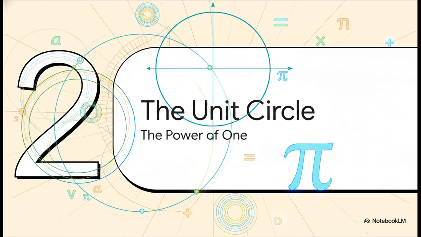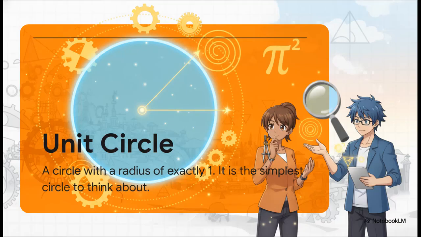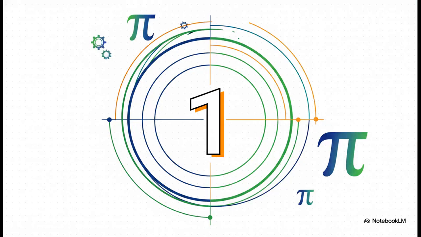Well, to build that bridge, mathematicians have this awesome tool that makes everything super simple. It's called the unit circle. Now, don't let the name scare you. A unit circle is simply a circle where the radius, that distance from the center to the edge, is exactly 1. That's it. Its real power is just how simple it is. When you set the radius to 1, a whole bunch of complicated math suddenly becomes crystal clear. This number, 1, it's like our magic key for this whole thing.